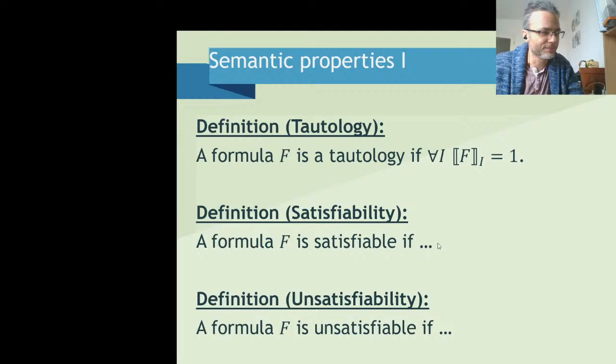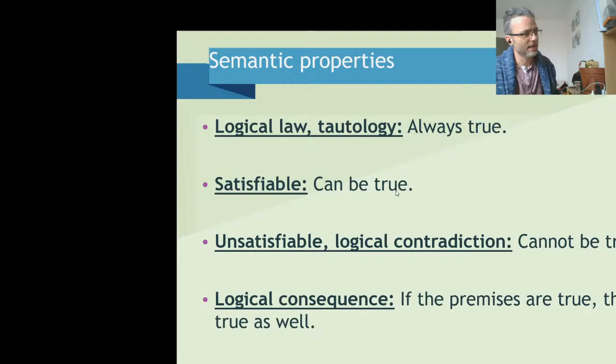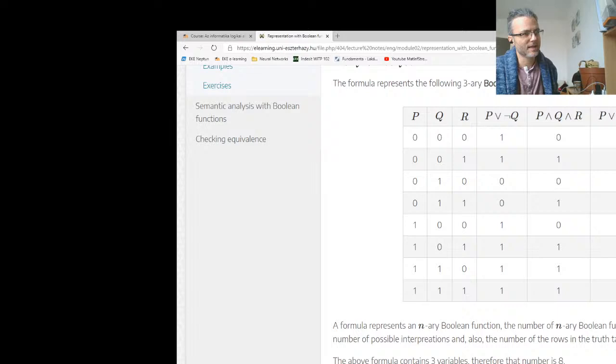So here I did not intentionally finish the two other definitions. So now I would like to define when a formula is satisfiable. Satisfiable means that it can be true. I gave you an example here. For example, this is a satisfiable formula because there is at least one possibility, one interpretation or one row where the formula is true, for example here or there. There must be at least one interpretation where the formula is true.